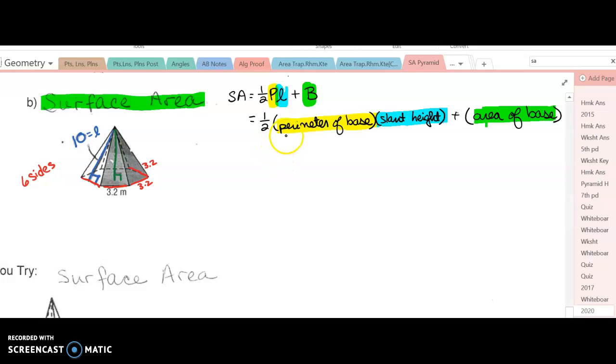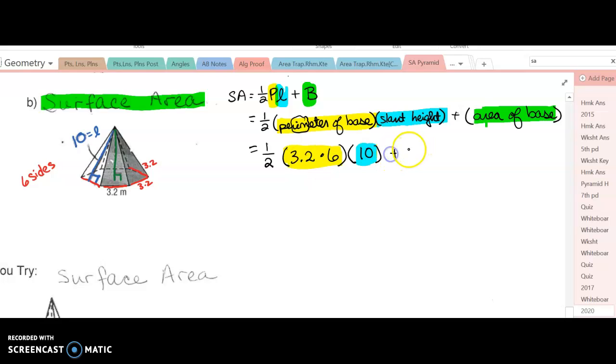If I want to find the distance around, the rim, the word rim is actually in the word perimeter. We're going to have 1/2 times, I've got 3.2 for each side, and there are 6 of those sides. So I could say 3.2 plus 3.2 plus 3.2 plus 3.2 plus 3.2, I can do that 6 times, or I can just say times 6. Then my slant height is the 10. So just to be clear, this is the slant height. This is the perimeter of the base.